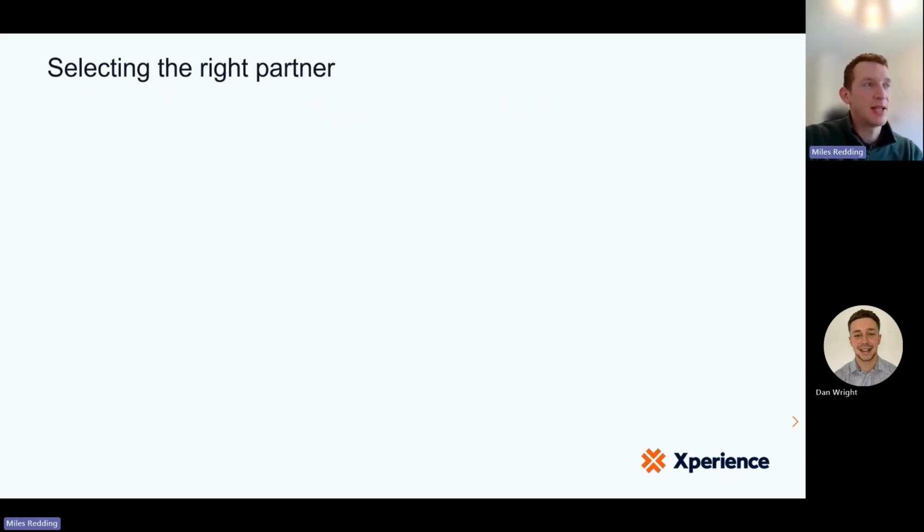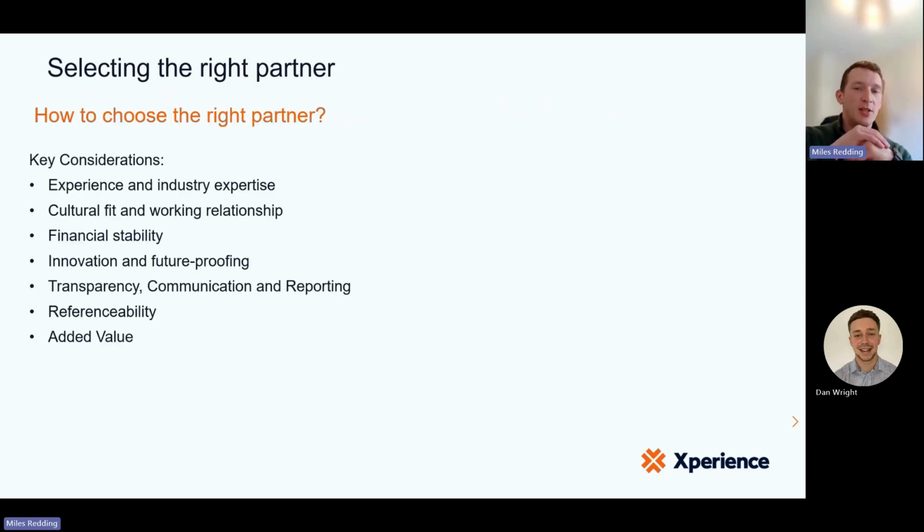And then the final couple of elements is how we actually select the right partner. What does good look like? And whilst there isn't a silver bullet here, there's a few tips and tricks that I thought would be useful to share. So key considerations for us would be experience and industry expertise, cultural fit and working relationship I've touched on already, that need to undertake that due diligence. Can I work with these people?